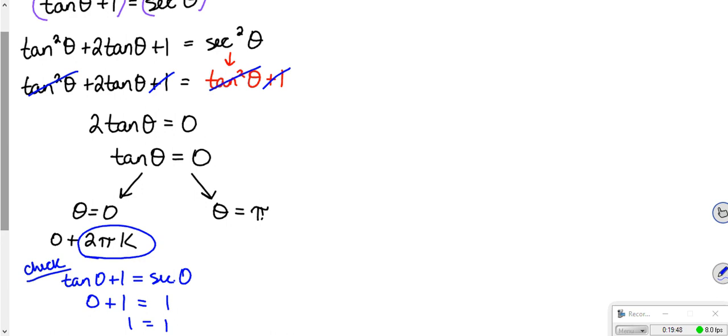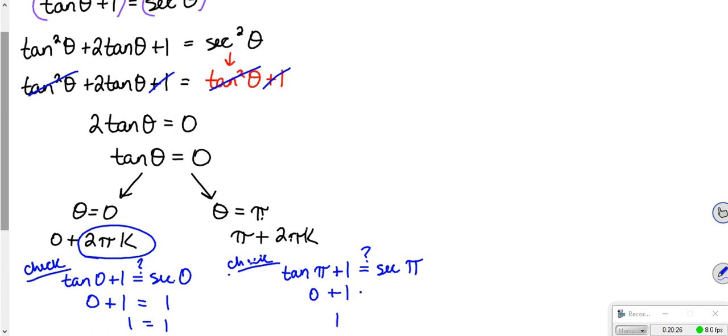Okay, now what about pi? So if this is an answer, again, my answer is going to be pi plus 2 pi k. Okay, so let's check it. So if we check, we are asking ourselves if tangent of pi plus 1, does that equal secant pi? Well, tangent pi is of course 0 plus 1, so I'm going to get a 1 here on the left-hand side.